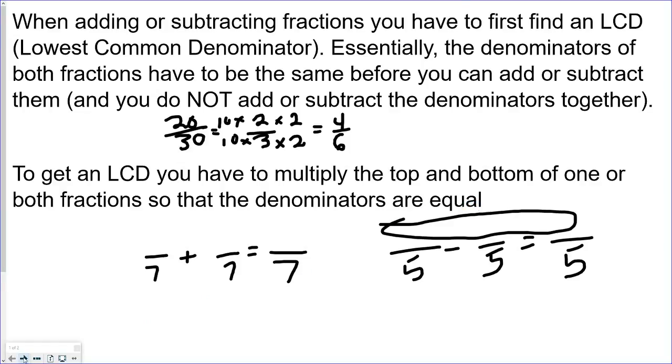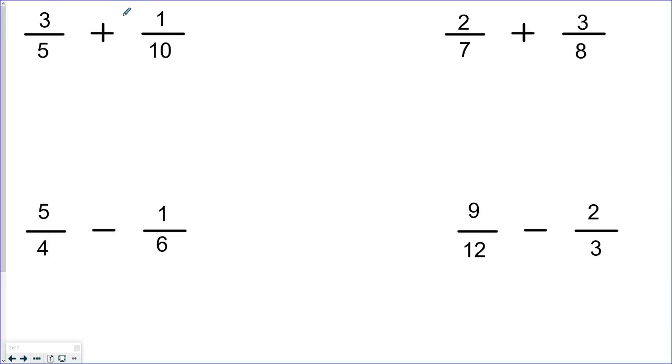So in practice, it looks something like this. Say I have 3/5 plus 1/10. Well, again, my bottom numbers aren't the same, so I have to figure out how to make them equal. So I want to think about what number I can multiply both 5 and 10 into. And I want to try to get it to be the smallest number possible. So some of you might be thinking, well, 20, because 5 times 4 is 20 and 10 times 2 is 20. But you can actually go even lower, just to 10, right?